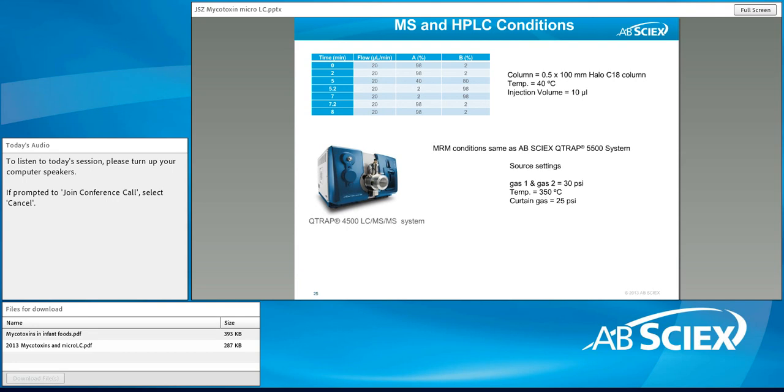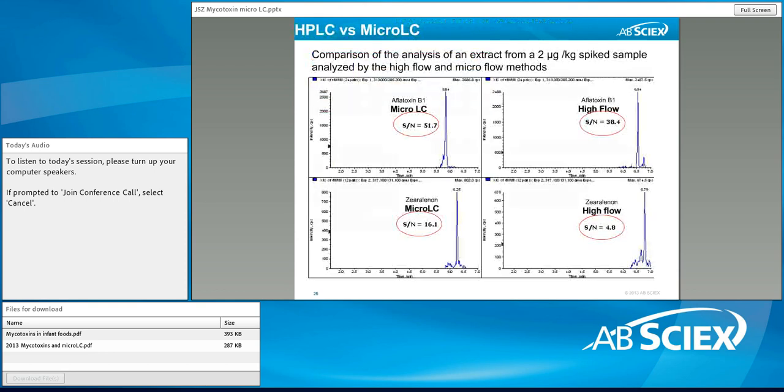So the HPLC condition we used here, listed here, is the same, 8 minutes run. We use a C18 Halo column and inject a 10 microliter sample. And in this case, we use the 4500 QTRAP system from SCIEX. And of course, we need to change or optimize the source conditions a little bit because we are now using a low flow rate.